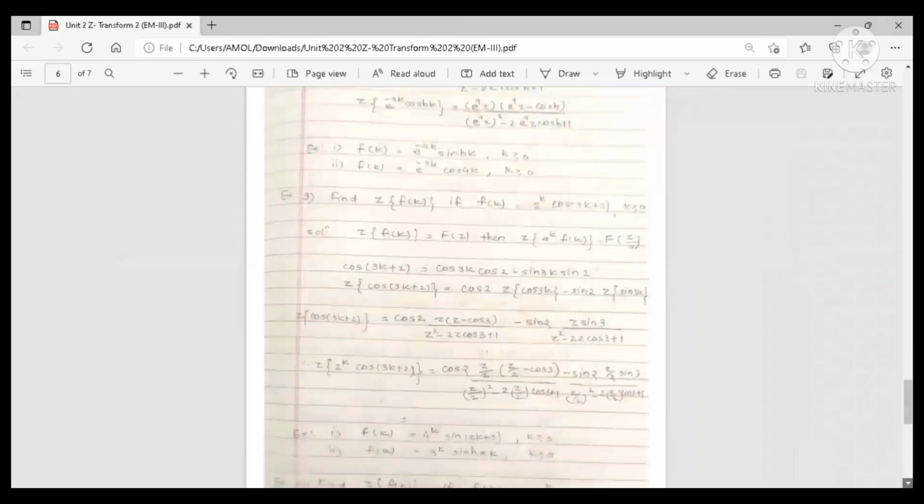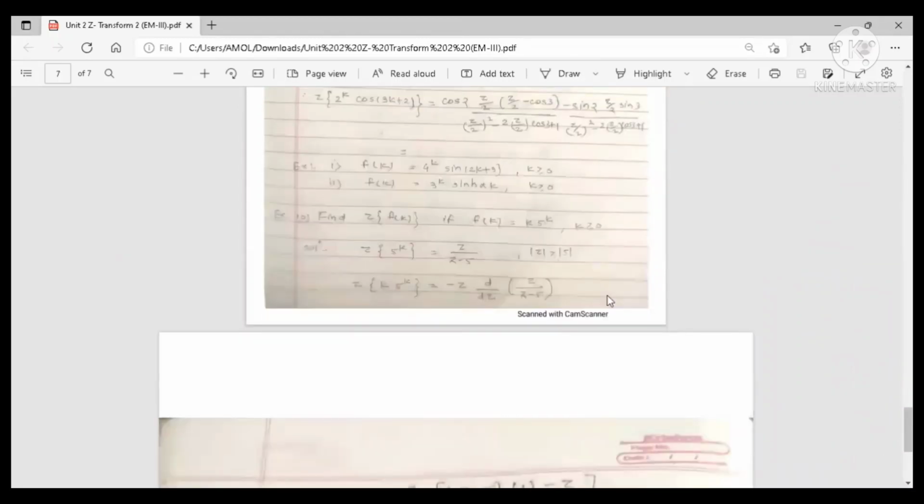Example is here. Find the Z transform of f of k if f of k is equal to k into 5 raised to k. The condition for k is k greater than or equal to 0.